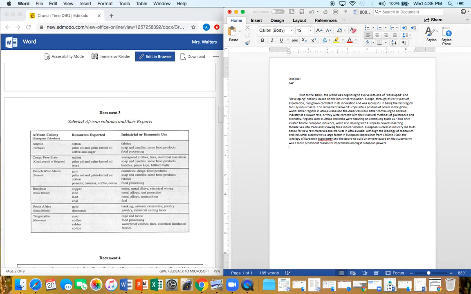I'm not even going to do a resulting in. Okay, I'm actually going to start with paragraph 1, looking at industry. One major ideology that promoted European imperialism from 1800 to 1900 was that of capitalism and industry.